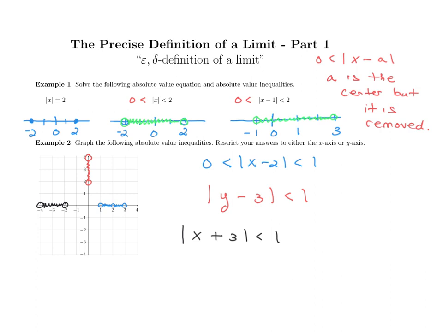Okay, one more. How about the absolute value of y plus 2 is less than 2? The middle is at -2, so we're here. We're going to go down 2 and up 2. So this means our answer starts at 0, goes down to -4, and it's everything in between those numbers here.